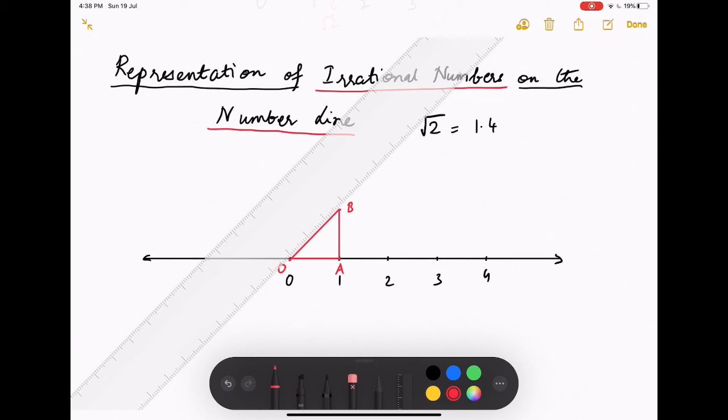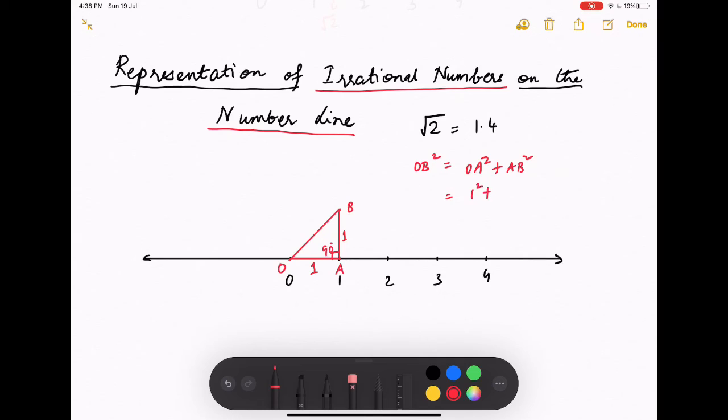How exactly? So this is our 90 degree over here. OA is 1 unit, AB is 1 unit. That is how we measured it, right? So according to Pythagoras theorem, OB is the hypotenuse. So the square of that will be equal to OA square plus AB square. That is 1 square plus 1 square, which is simply 1 plus 1, which is 2. Now OB square is 2. Therefore, OB will be the square root of 2, right? Taking root on both the sides, OB will be exactly square root of 2 units.